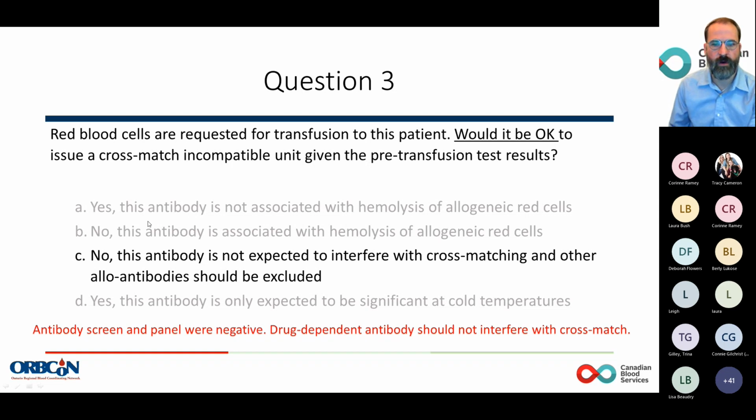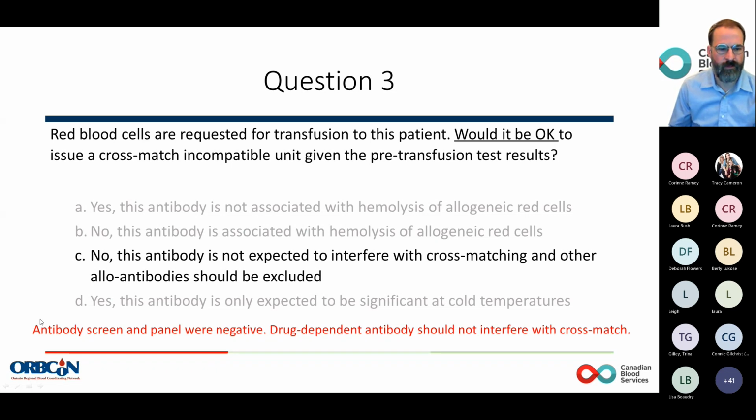Is this antibody associated with hemolysis of allogeneic red cells? It wouldn't be, as long as they're not coated with drug, and so that is true. But we still shouldn't be issuing this unit. So the first part is true, but the second part's not great.